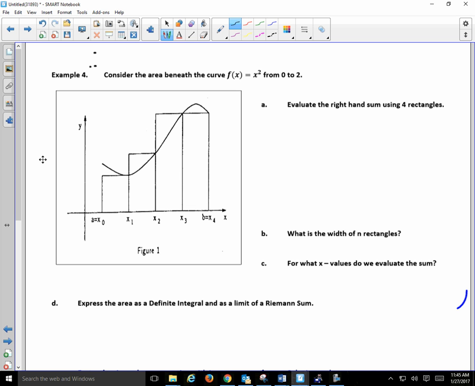Let us review a basic example and then get into an infinite number. We have the curve f of x equals x squared from 0 to 2. So it's going to look something like this. We're going to evaluate the right-hand sum. Remember, we take the width times the sum of the heights. If we're going from 0 to 2, we have 4 rectangles. What's the width? Width is a half. So we're going to go 1 half, 2 halves, 3 halves. Draw my rectangles.